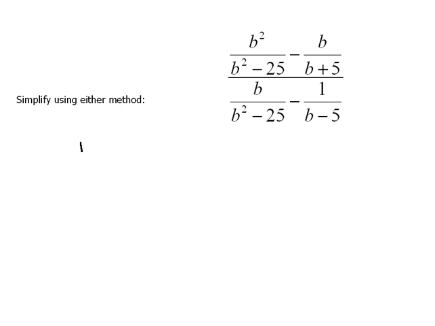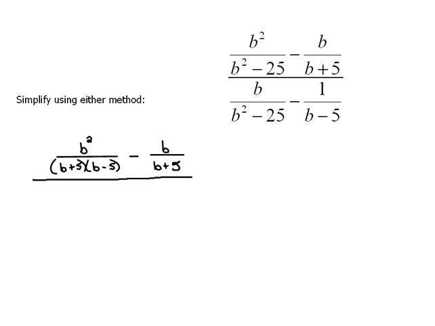So I'm going to come right down here, and I'm going to rewrite my problem. But instead of b squared minus 25 here, I'm going to go ahead and factor that into b plus 5 times b minus 5. Then we have minus. Now our second fraction here on top is actually already completely factored, so I don't have to worry about that one. I'm just going to rewrite it.